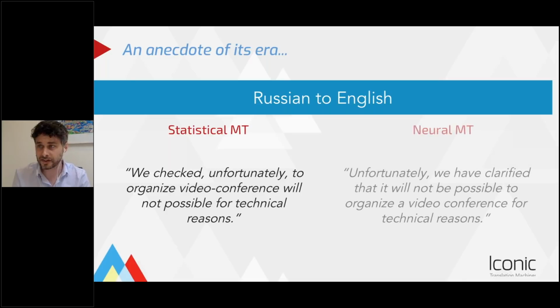When we built the neural system, this was the translation that we got. "Unfortunately, we've clarified that it will not be possible to organize a video conference for technical reasons." So as you can see there, that's an idea of what it can give you. It's a much more fluent, much more usable translation. And while that is an anecdote, as I said, it is kind of emblematic of the type of improvements that can be achieved with Neural MT.